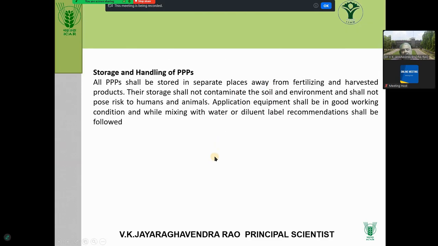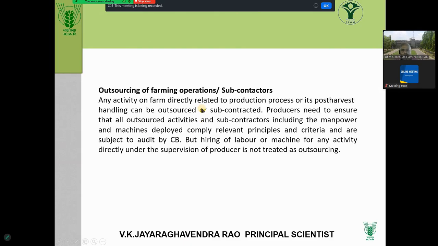Storage and handling of plant protection products. You cannot use outdated pesticides, outdated fungicide, Dithane M-45, and so on. And then what is the dilution and what is the concentration, one will have to be very, very careful about it. Then, you cannot outsource the farming operation to subcontractors because you are getting the license. I already told you in the very first slide itself that when you are producing in the nursery, you are going to get the certificate.